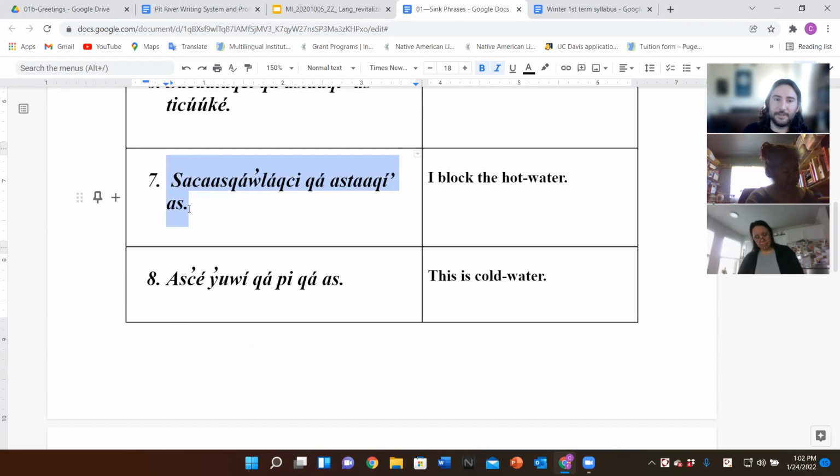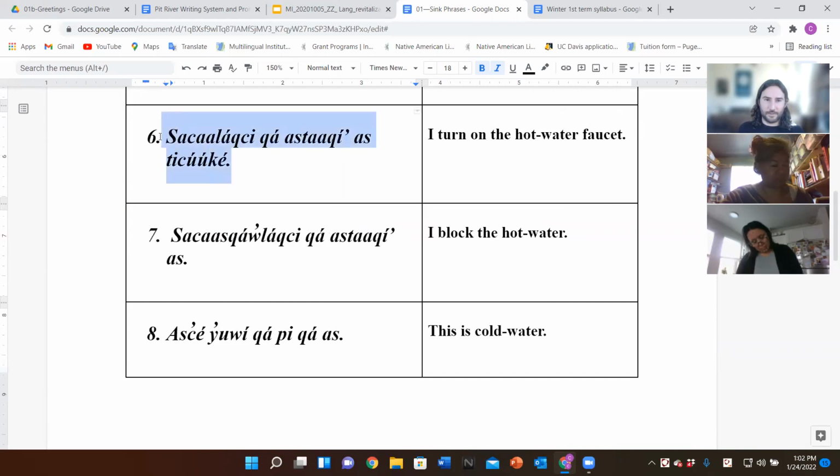So Saja scout lakji ga astaki as. Okay, I'm getting it. So I have Saja scout lakji got us, ga, and then astaki as. I'm missing that middle part. Got us, and then what goes after that? Ga astaki as. Astaki us. Yeah, there you go.